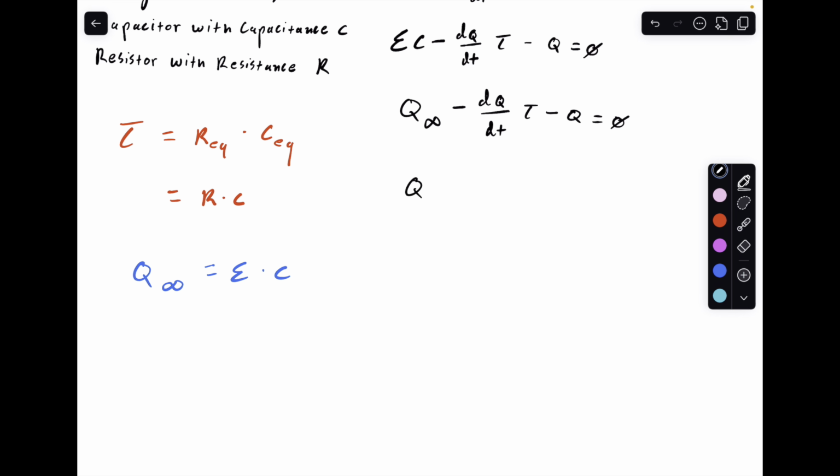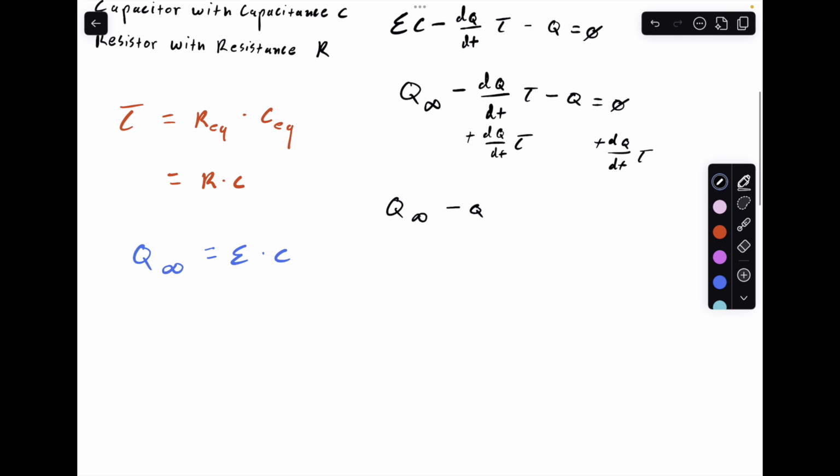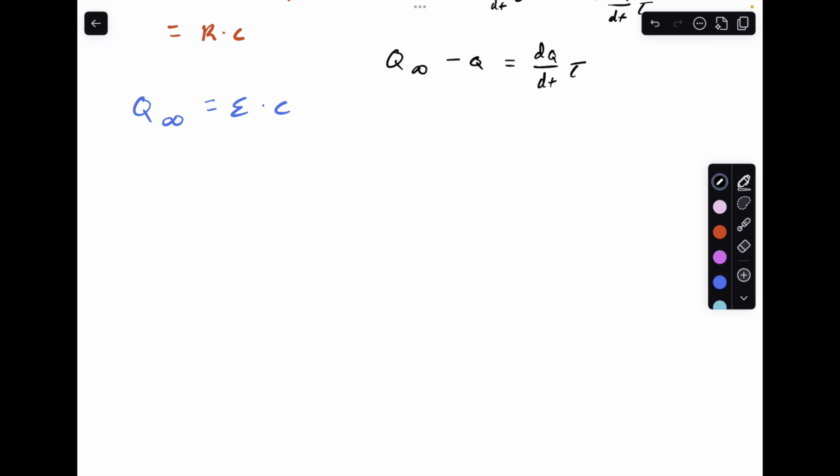Let's move our q. I'm just going to move that this way. And then I'm going to add dq dt to both sides. Oh, I forgot it's being multiplied by tau. We're going to add dq dt times tau to both sides. And now I'm going to get q infinity minus q is equal to dq dt times tau. And now there's something I really want to note here.